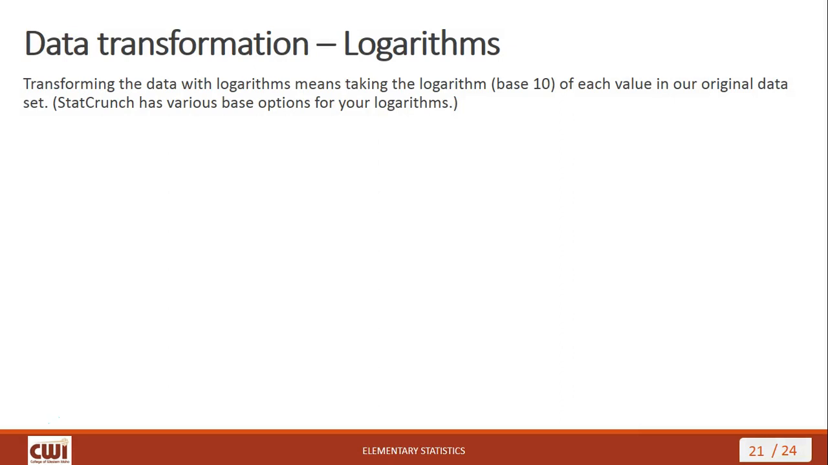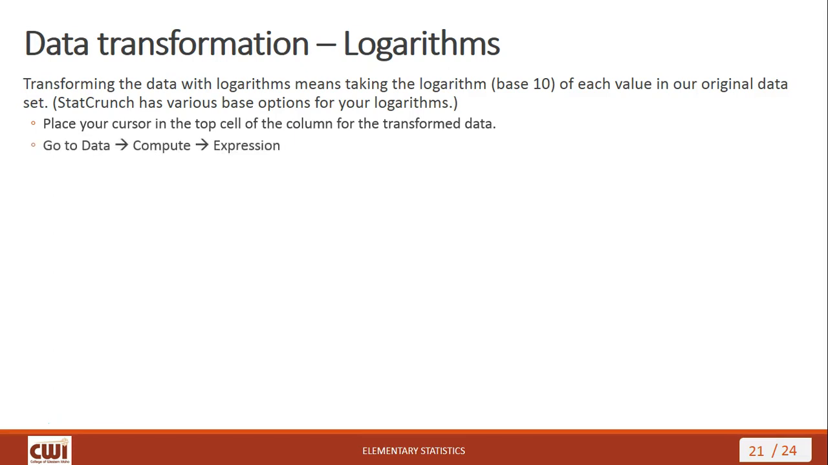And this is a base 10 logarithm for each value in our original data set. I specify base 10 because you're going to see that StatCrunch has a number of different logarithm options for you to use. Again, start by placing your cursor in the top cell of the column where you want your transform data to appear. Then go to Data, Compute, Expression.